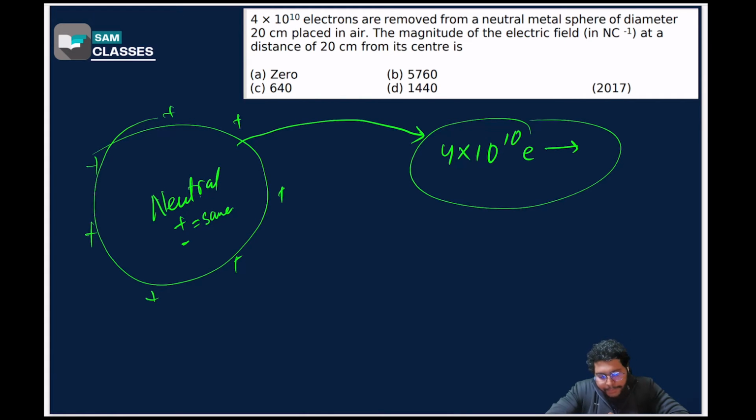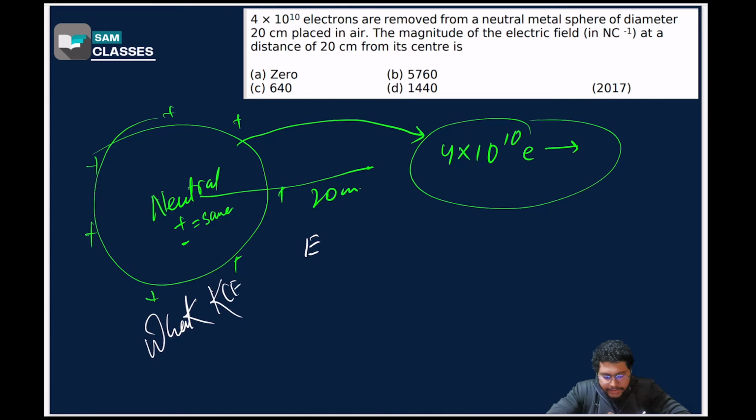Once you have removed them, you have placed them 20 centimeter in air. The magnitude of electric field at a distance of 20. Now, what is the formula? They just want you to know the formula of electric field. KCET wants to know: what is the value of electric field? Electric field is equal to K, Q by R square.